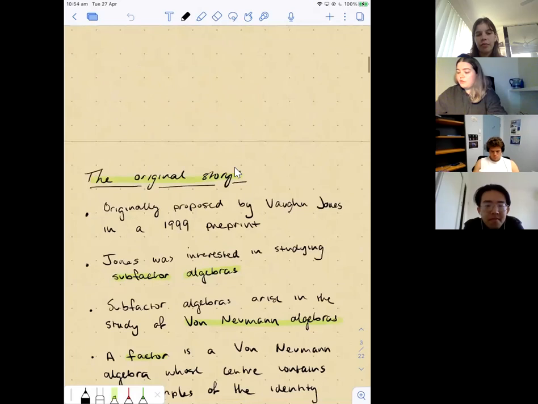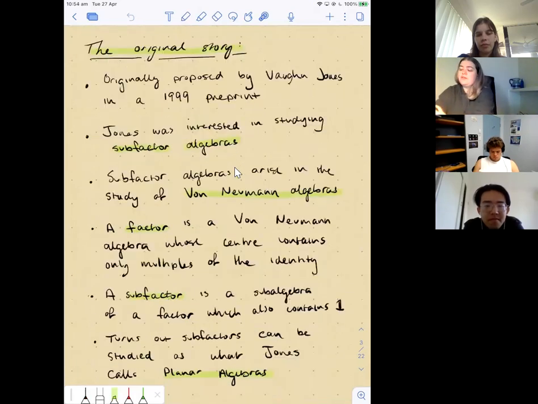So the original story here is that planar algebras were first brought up by Vaughan Jones in a preprint in the late 1990s. That preprint never went on to be published despite being incredibly influential in the field. He was interested in studying what are called subfactor algebras. And subfactor algebras arise in the study of von Neumann algebras. I'm not going to give a full definition here, but von Neumann algebras are a specific type of algebra of operators on Hilbert spaces.